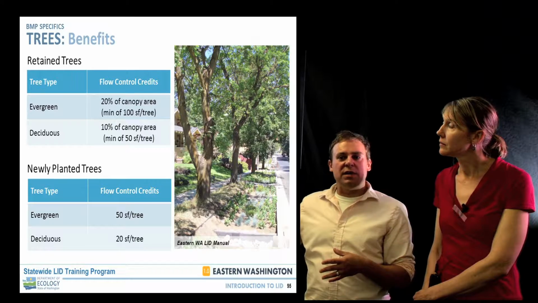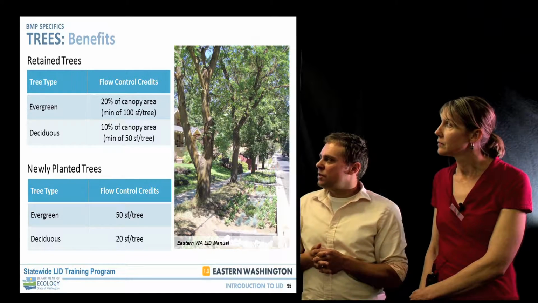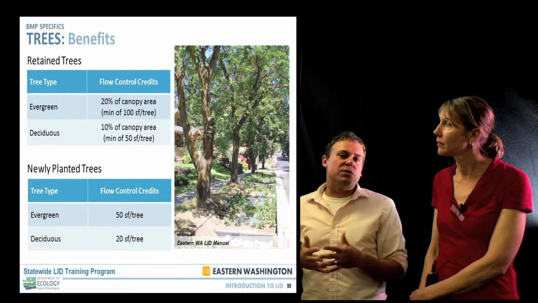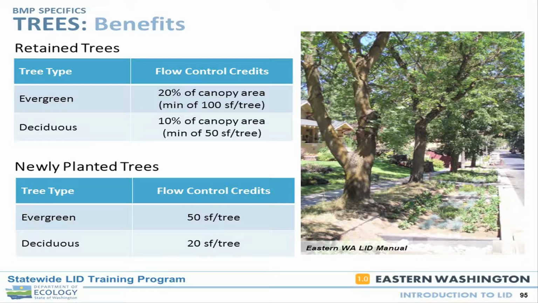And then for newly planted trees, because you can't map that, they give you 50 square feet per tree for an evergreen and 20 square feet per tree for a deciduous. So what you would be doing is basically quantifying how many trees you have that are near an impervious surface and reducing that impervious surface area that you put into those models for sizing. So it gives you a little bit of credit in terms of being able to downsize those facilities. And oftentimes you're not going to have the trees dense enough that you're going to be able to completely get away from doing a downstream facility, but this gives you some credit.